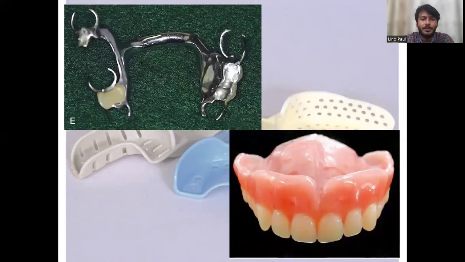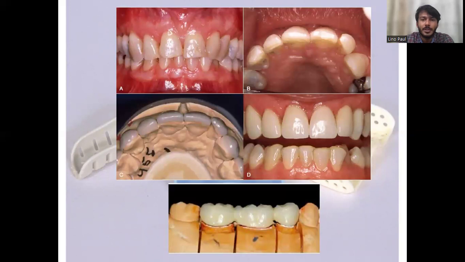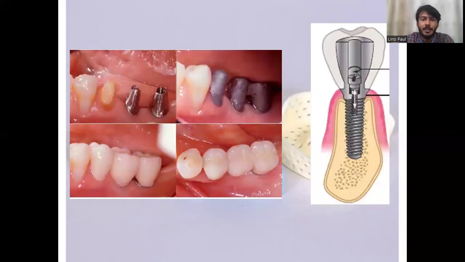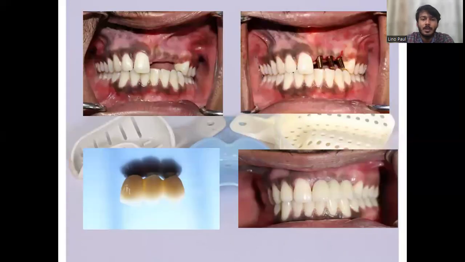So we all know different types of processes that are employed in prosthodontics or in the dental field. These include the removable partial denture, complete dentures, fixed partial dentures, veneers, dental implant, and its processes. These are dental implant prostheses that you see in the picture.